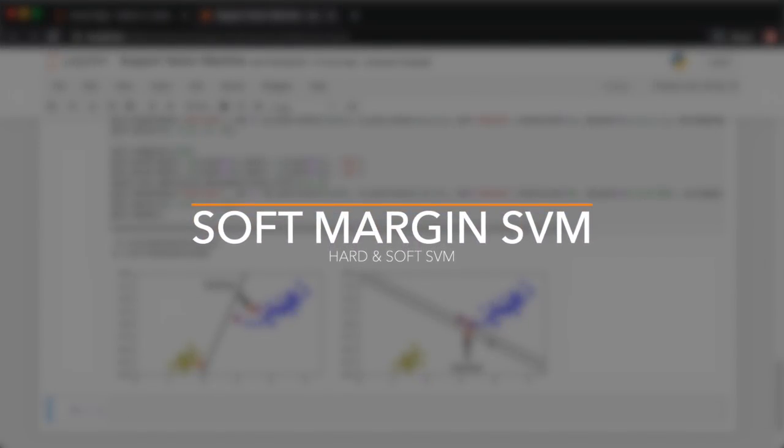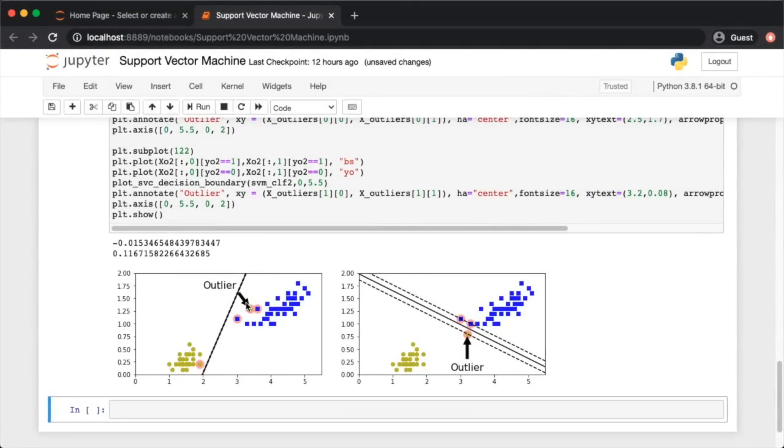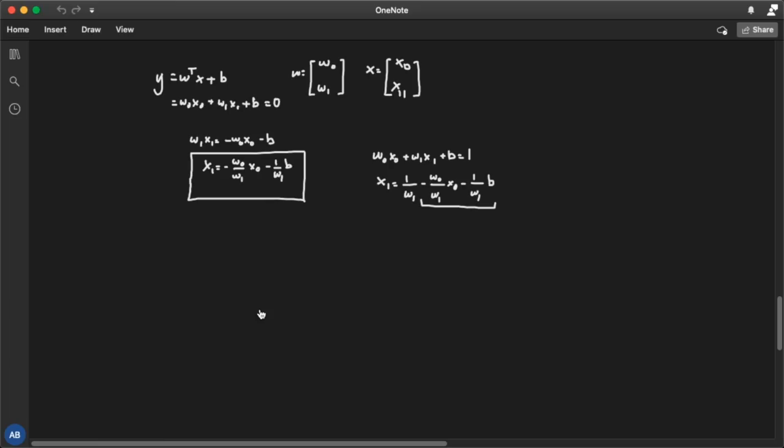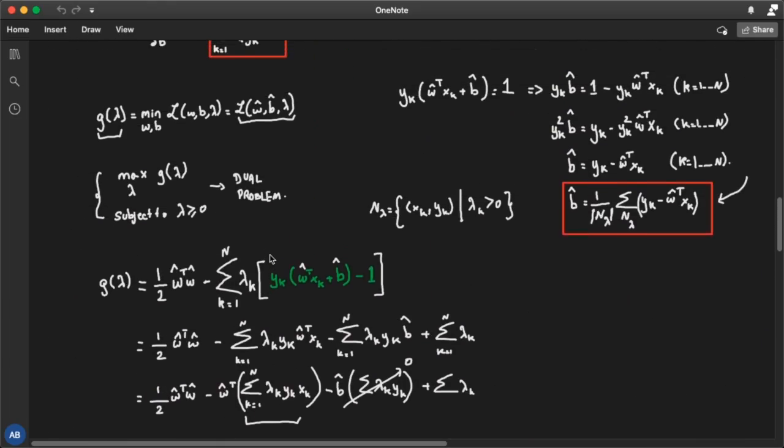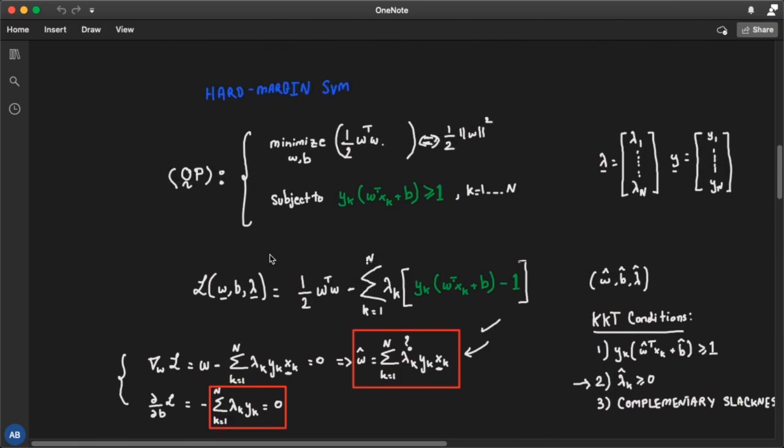Okay, so we have a problem. What is it? It's when I'm given a data set that is not linearly separable. I cannot run this type of SVM. That is a hard SVM. And that's where the smooth or soft SVM comes into play.